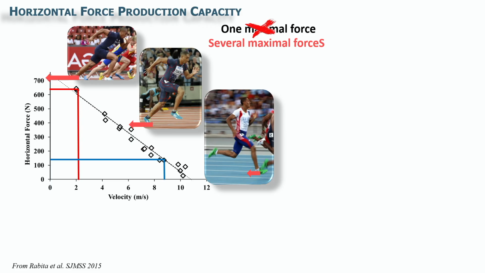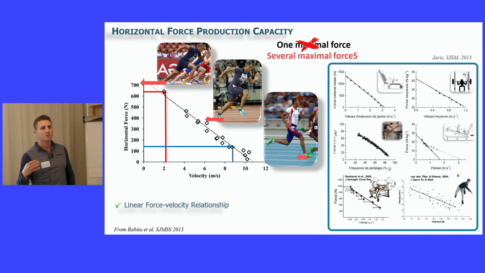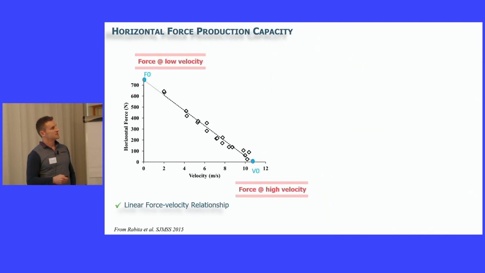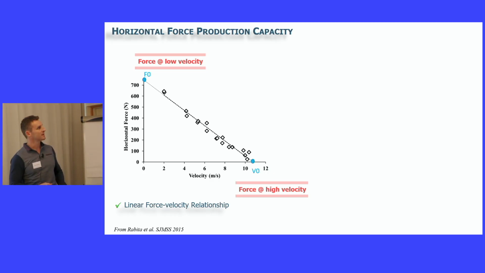So the maximal force he is able to produce in the horizontal direction decreases linearly with the velocity. It's the same behavior we can observe in all lower limb or upper limb movements, so not new. It's a general principle of human propulsion, except that here it's horizontal force and not the total force. So if we consider the extremum of this relationship, we have two indexes which can characterize the force production capacities.